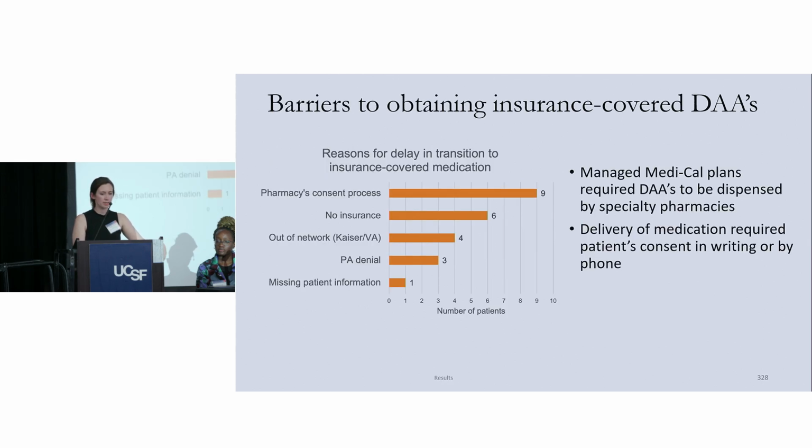There were a number of barriers that came up during this study. I think the most interesting one was around the use of specialty pharmacies and how they relate to an unhoused patient population. These specialty pharmacies, in order to dispense the medication to our pharmacy team, required patient consent, typically by phone. This was a major barrier in the timeline of patients receiving their insurance-covered medications, because a lot of people in the study population didn't have reliable access to a phone where they could consent.